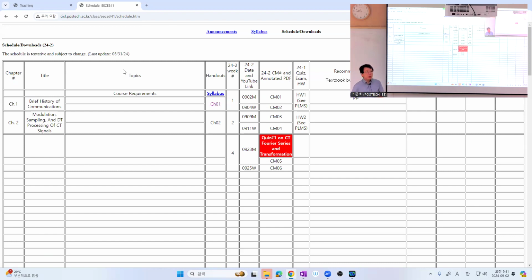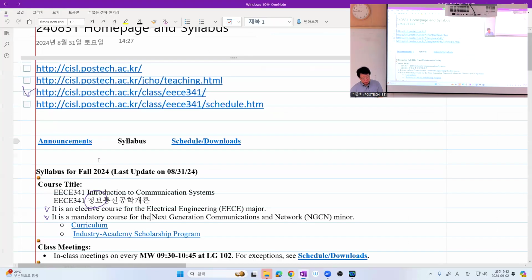Got it? So you will receive a lot of short messages from me. If the short message starts with 정보통신공학개론, then I or my TA have sent it to you. Usually the message will be short. If it is too long to fit into the short message window of PLMS, probably read your email, and you can find my long message there. So you need to regularly check your Postech email. Okay, so let me continue covering this syllabus.